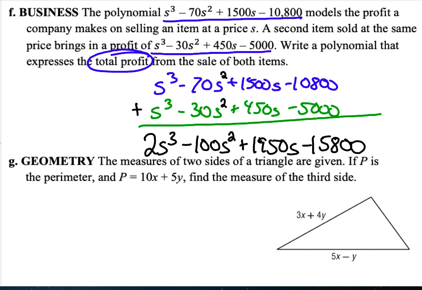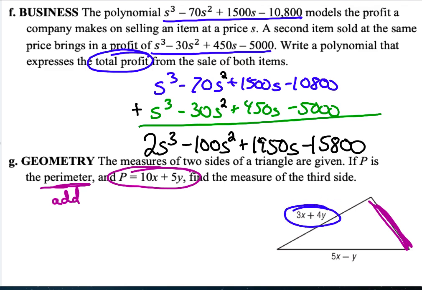All right, last one. The measures of two sides of a triangle are given. If the perimeter is 10x plus 5y, find the measure of that third side. Well, perimeter means to add all the sides together. So my first step is, let's add the sides we know. 3x plus 4y and 5x minus y. 3x plus 5x is 8x. 4y minus 1y is 3y. So that's what two of the sides give me.